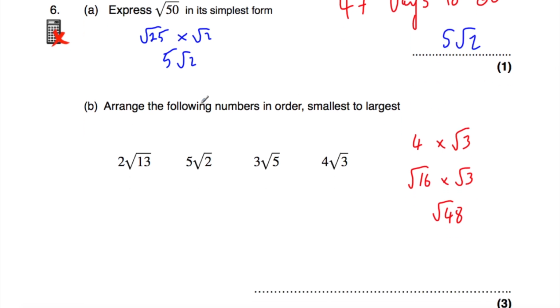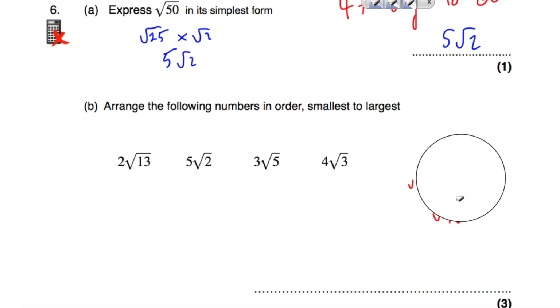Okay, next we've been asked to arrange these numbers in order from smallest to largest, and we've got 2 root 13, 5 root 2, 3 root 5, and 4 root 3. Now I'm actually just going to get rid of our working out from the hints video, just in case you haven't watched that. So I'm going to go through this again now. We know that root 50 is 5 root 2, so I'm going to write root 50 above it, because if we simplify root 50 we would get 5 root 2.